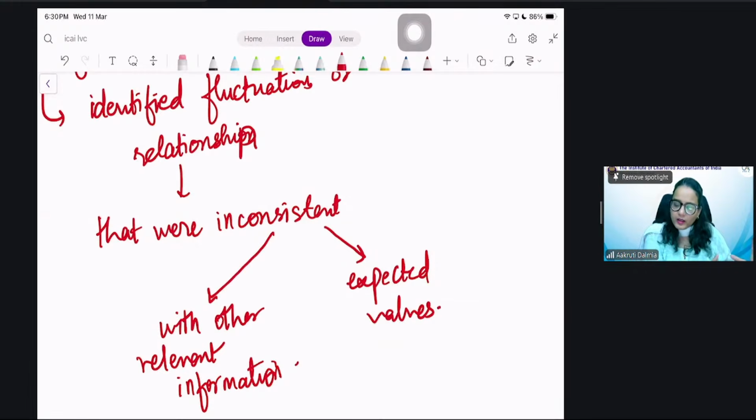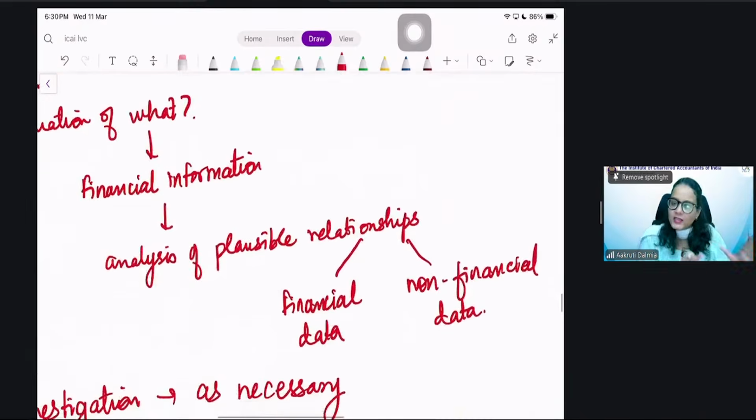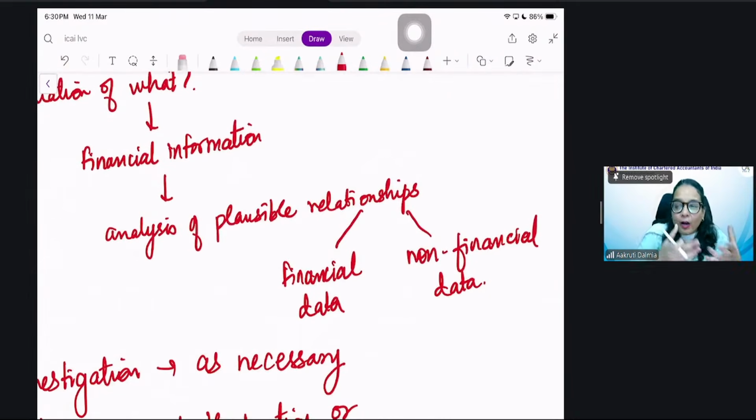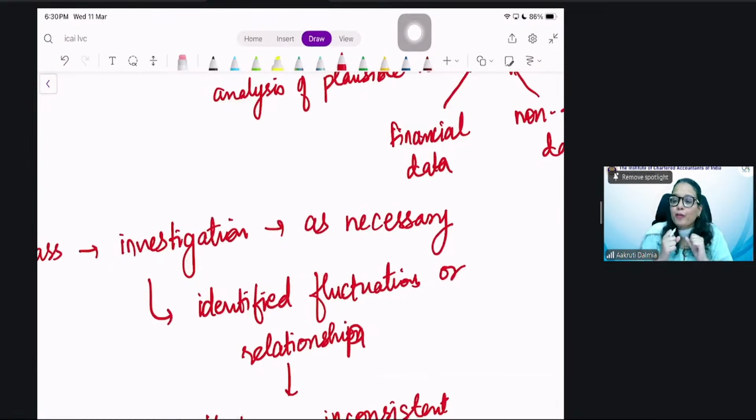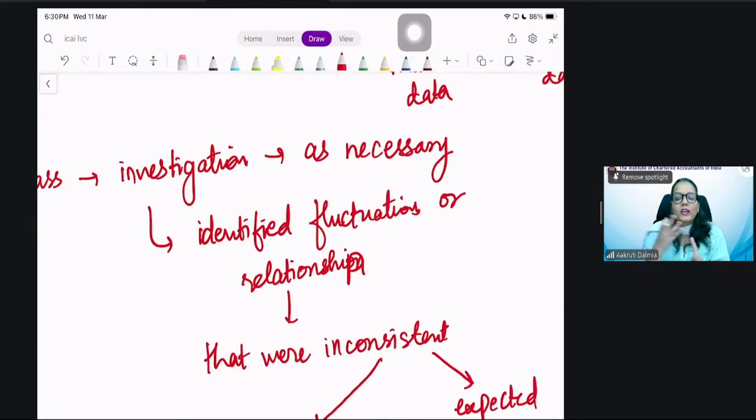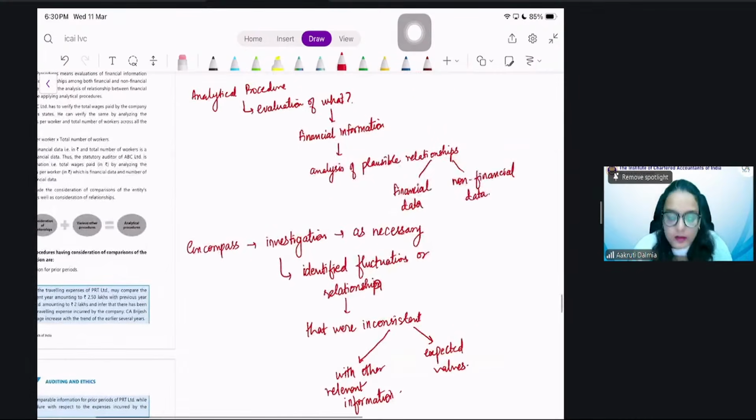So there's part one. When I am doing the initial analysis, that is also an analytical procedure. And after identifying fluctuation and abnormality, when I'm investigating further, that is also an analytical procedure. So both things are analytical procedure. When we evaluate financial information to analyze the plausible relationship between financial data and non-financial data, that is also an analytical procedure. And after identifying any fluctuations or relationships, we investigate because they are inconsistent with either the information or expected values. Can you remember this definition?